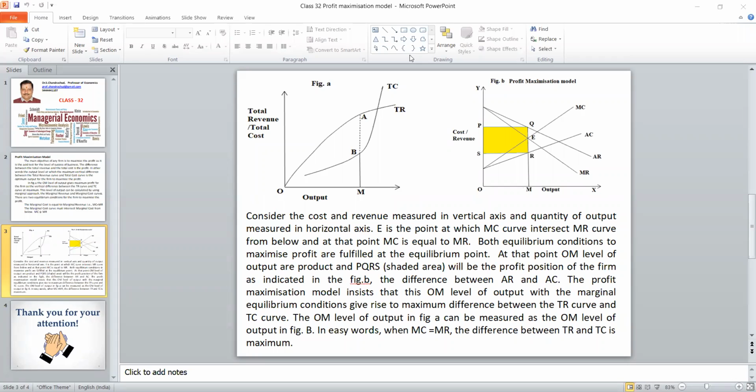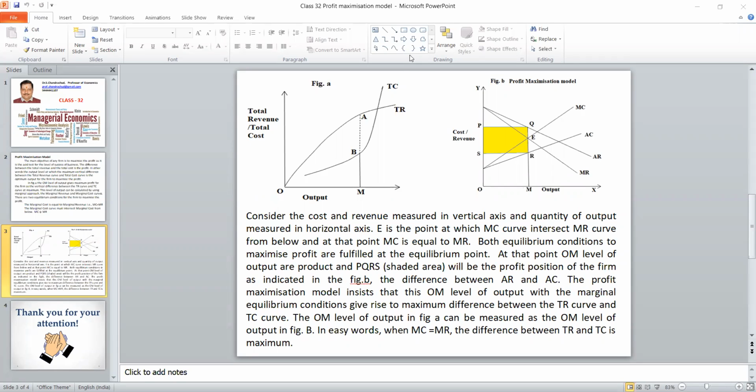AC keeps on increasing as output increases, so the MC will lie above the AC line. Which point does MC cut MR from below? You can see the diagram. Point E. At that point, MC is intersecting MR from below. At that particular point, MC equals MR.